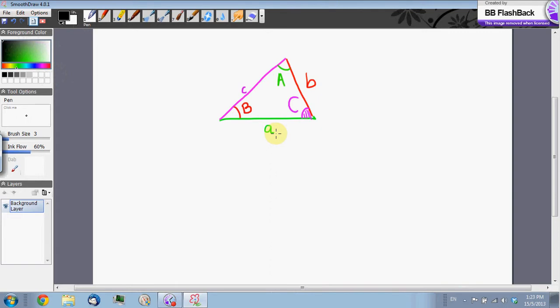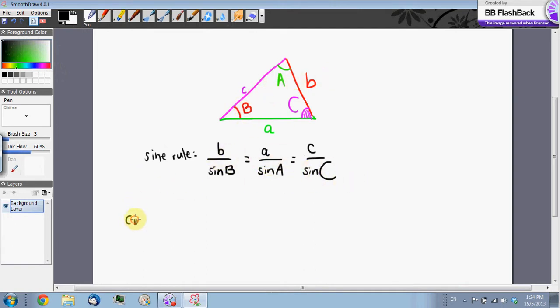So what the sine rule says is that the length of B divided by sine of the angle B is equal to the length of A divided by sine of the angle A, which is also equal to the length of C divided by sine of the angle C. It's saying that the ratios of the length divided by the sine of the angles will be the same for every single side.